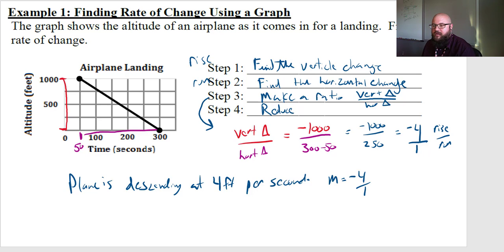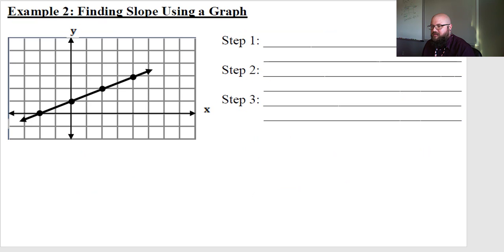So let's look at another one here. Let's look at just a graph dealing with some points. All right, so we're going to find the slope using a graph. And in this case, the easiest thing to do is locate 2 points on the line. Okay, so let's go ahead and do that. Let's locate 2 points on the line. All right, so we'll pick this point right here.